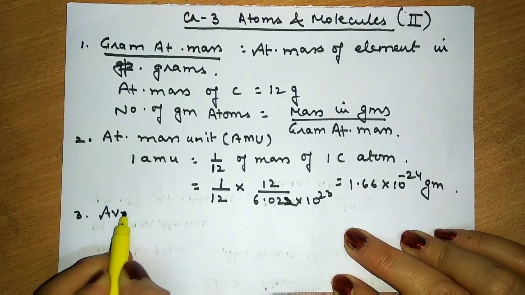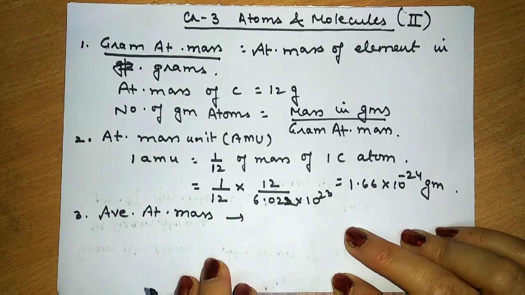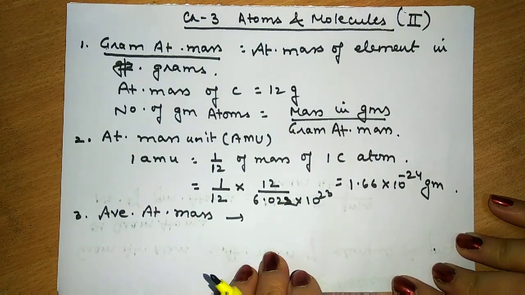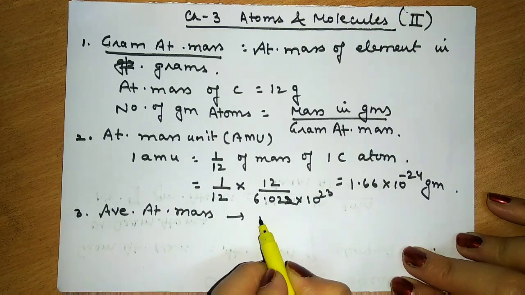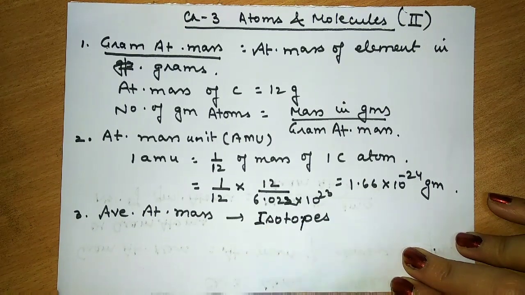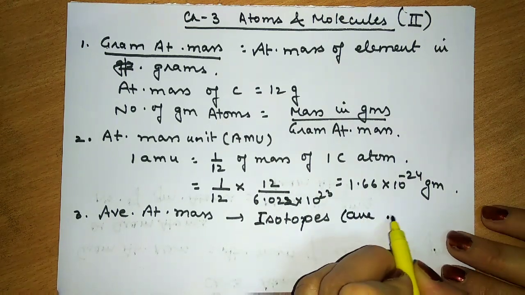And third we have is average atomic mass. Sometimes we have the atomic mass of an element in fractions. For chlorine, for example, it is 35.5. Why is this so? We found that in such cases, atoms which have different masses exist in the form of isotopes. So different atoms may exist in the form of isotopes, and for such cases, an average value has to be taken.